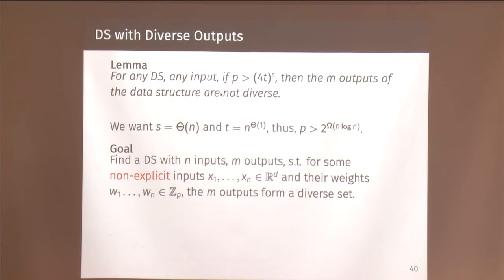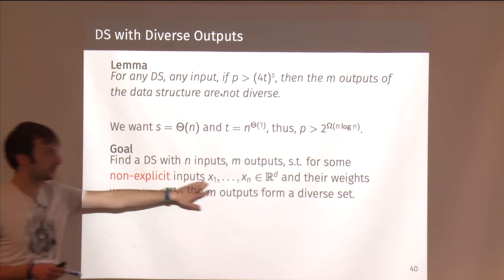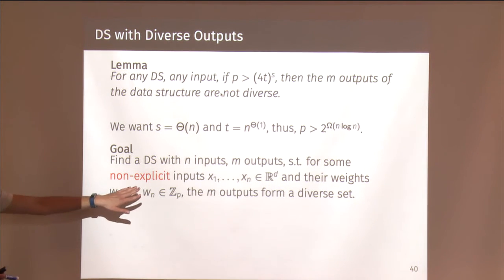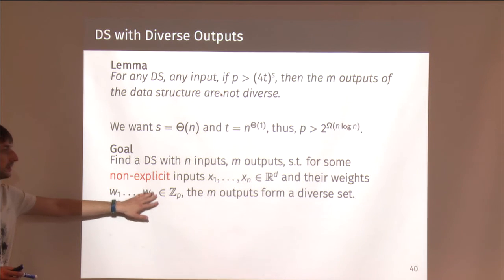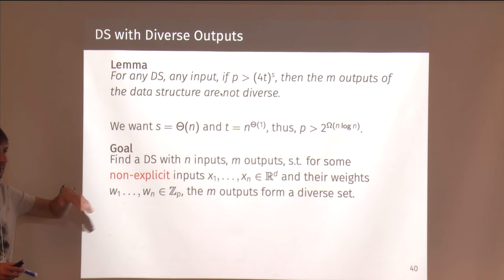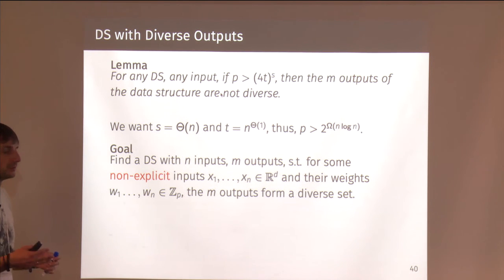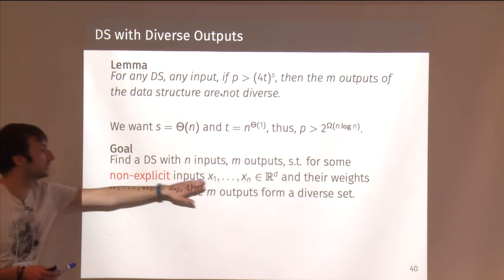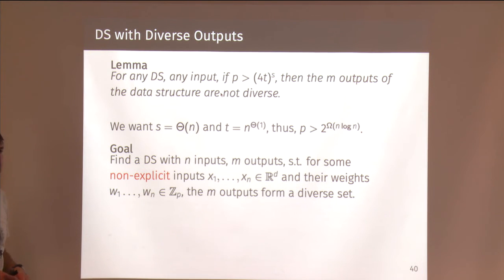Now we just want to find a data structure problem such that for some inputs, not necessarily explicit, for some weights to these inputs, again, not necessarily explicit, the outputs form a diverse set. That would mean that your data structure cannot solve it on all inputs. In fact, our inputs and our weights will not be explicit. We prove their existence. So we know that your data structure cannot solve my problem, but I don't know why. I just know that there exists an input where you fail.